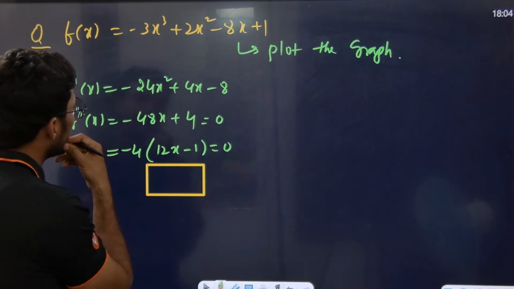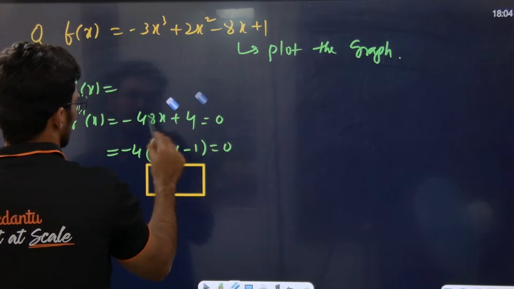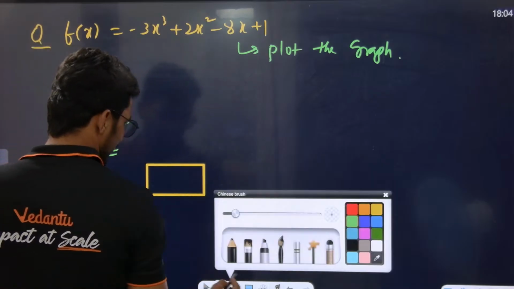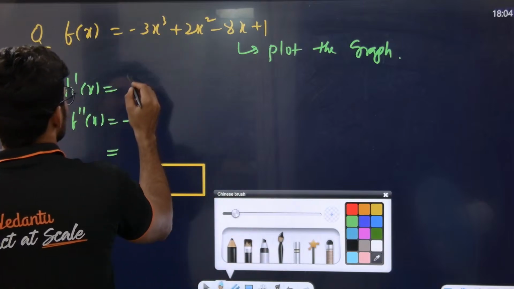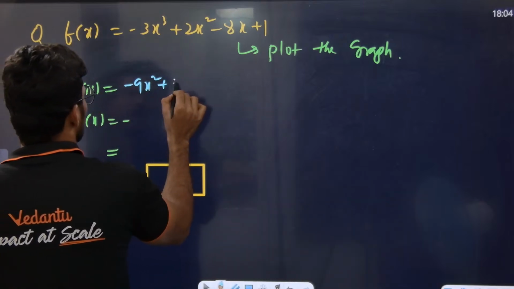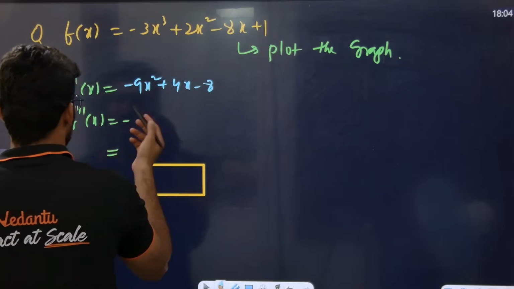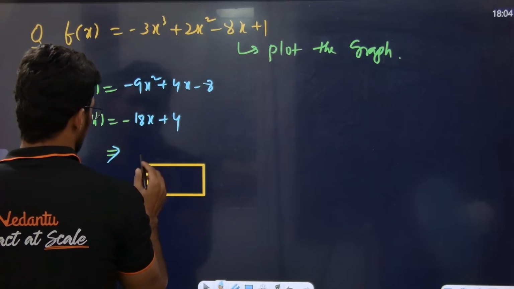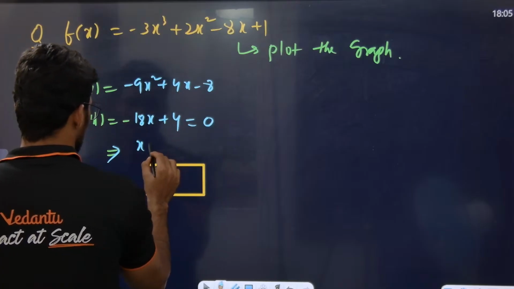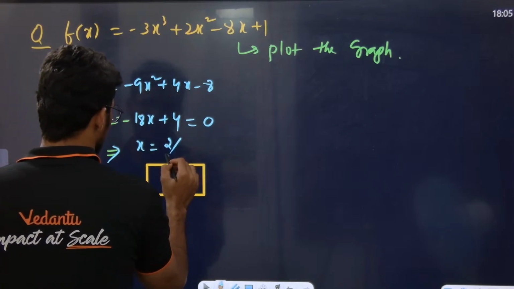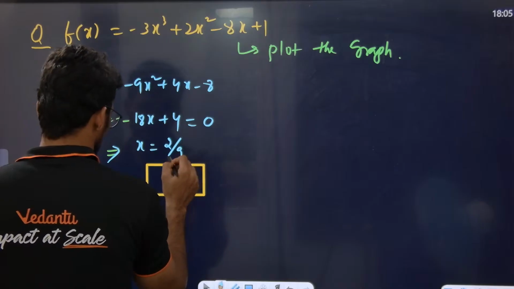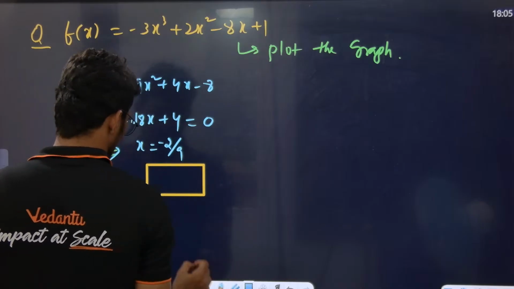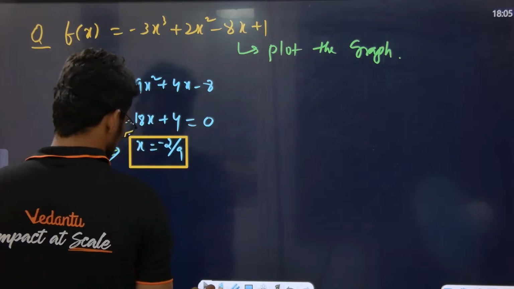Oh my god, I made a mistake here. Yes, guys, f dash of x is wrong. F dash of x is wrong. F dash of x is what? Minus 9x square plus 4x minus 8. Okay, f double dash of x is what? Minus 18x plus 4. So x is equal to what? Setting it to 0 gives us x is equal to 2 by 9. X is equal to 2 by 9.